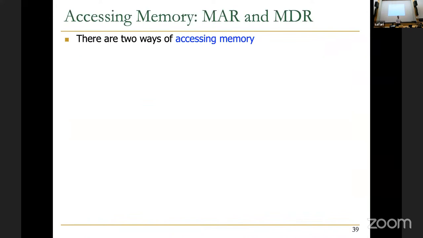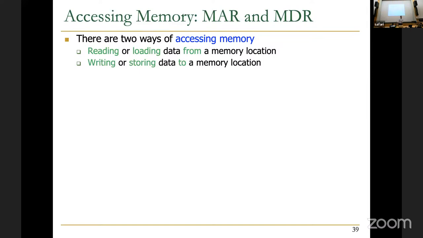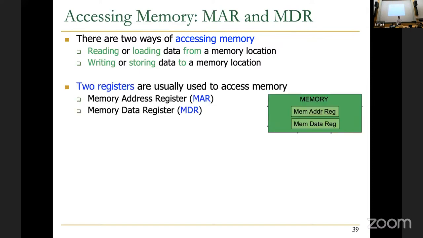So this is how the memory is laid out. The layout of memory is defined by the instruction set architecture. Now let's talk about how to access memory. So we're going to introduce two registers, which I already mentioned: the memory address register and the memory data register. And there are two ways of accessing memory. Reading, which is also called loading, data from a memory location. And the other is writing, or storing, data to a memory location. And we're going to have instructions for both of these.